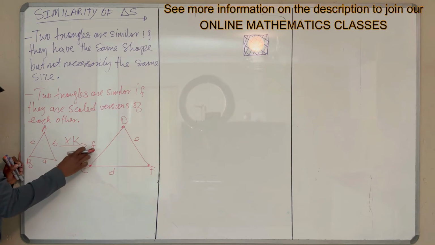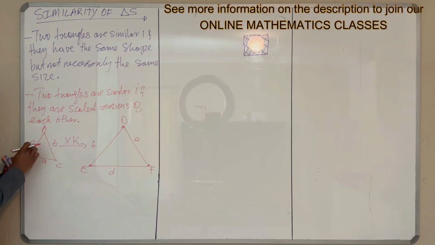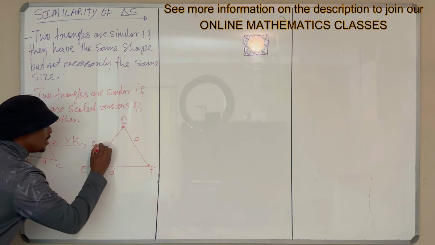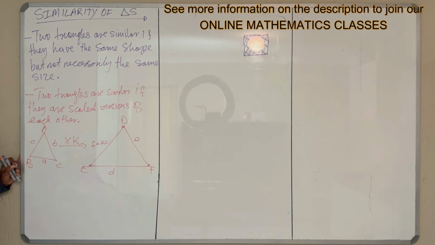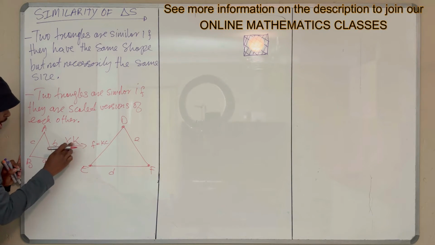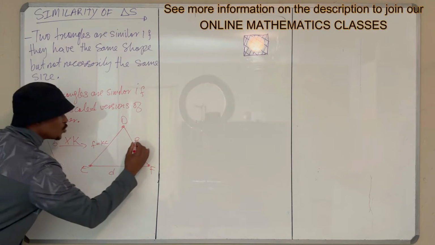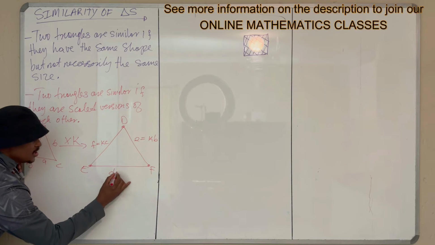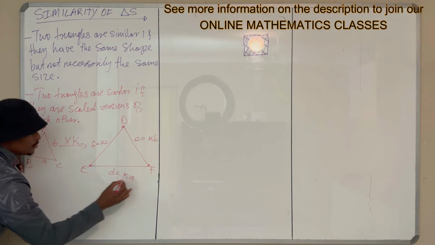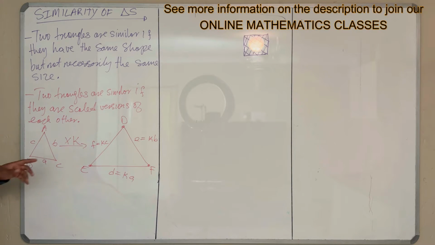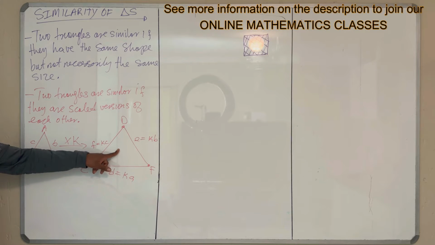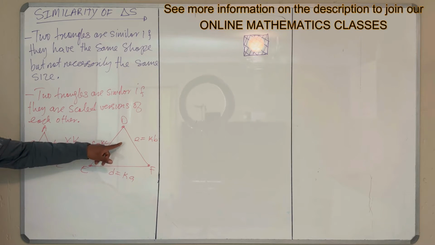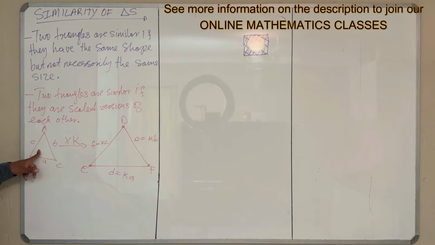To get f, we multiplied c by K. So your f is equal to Kc. To get e, you have to multiply b by K. So your e is equal to Kb. And your d is equal to Ka. So you can see that this triangle DEF, the new triangle, is a multiple of this one.